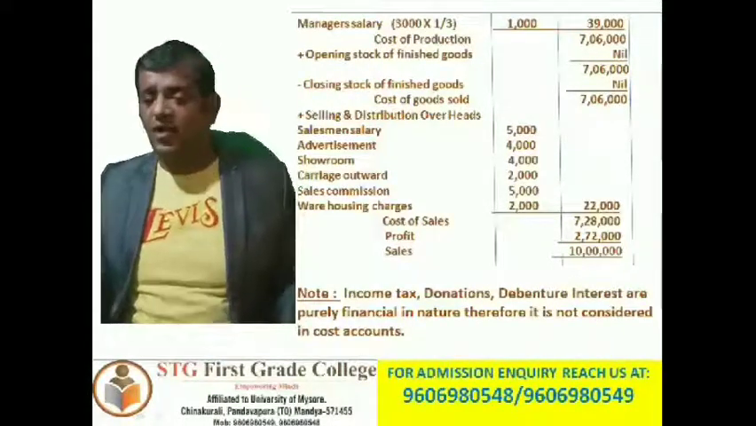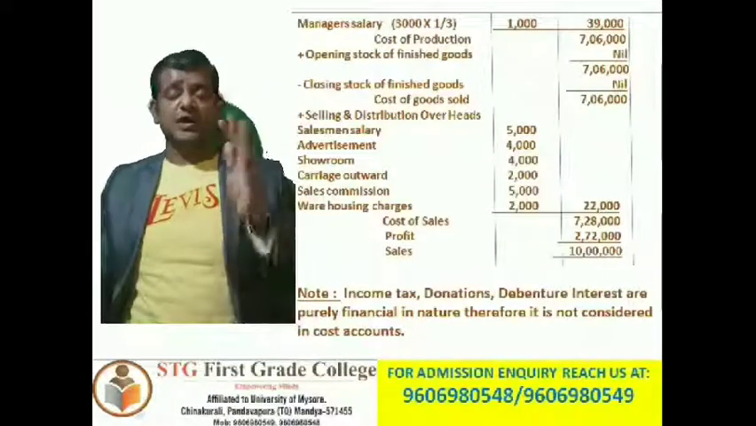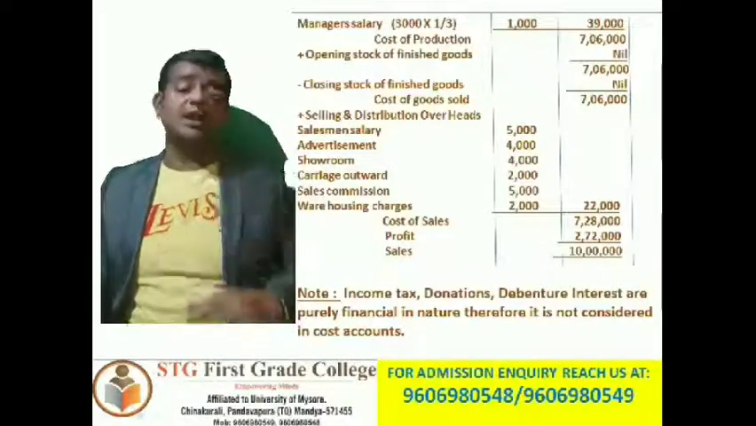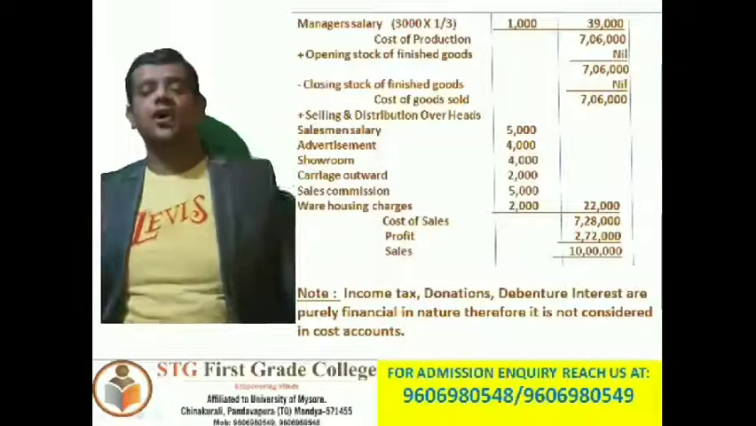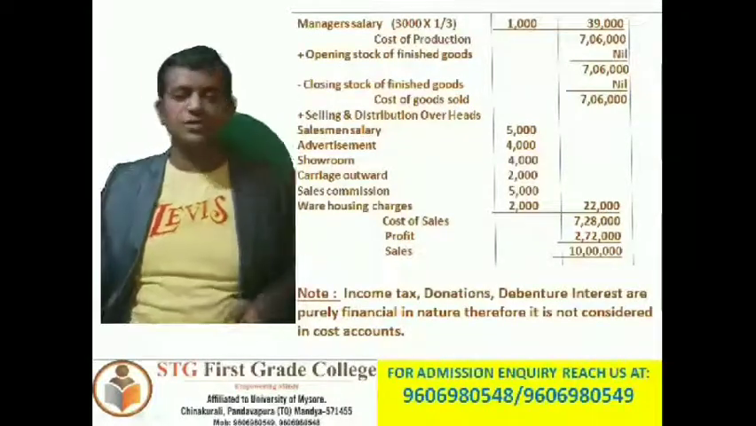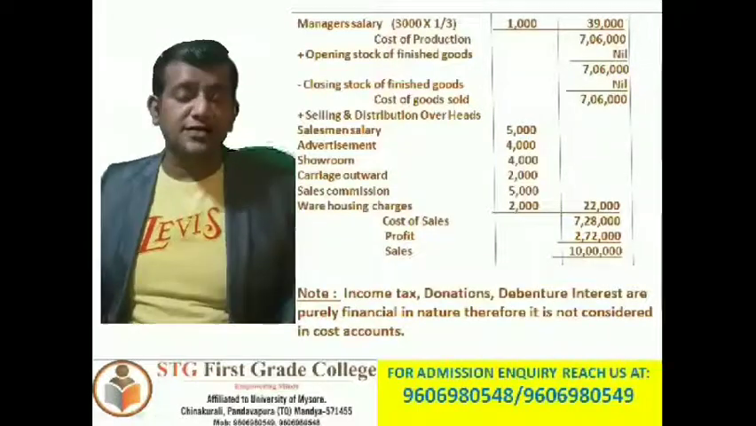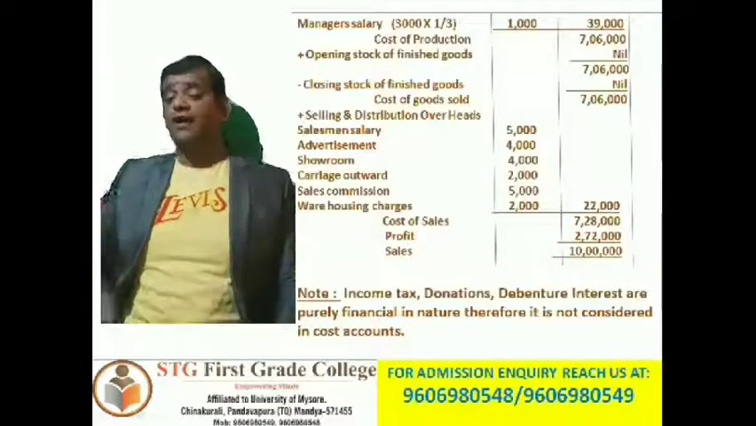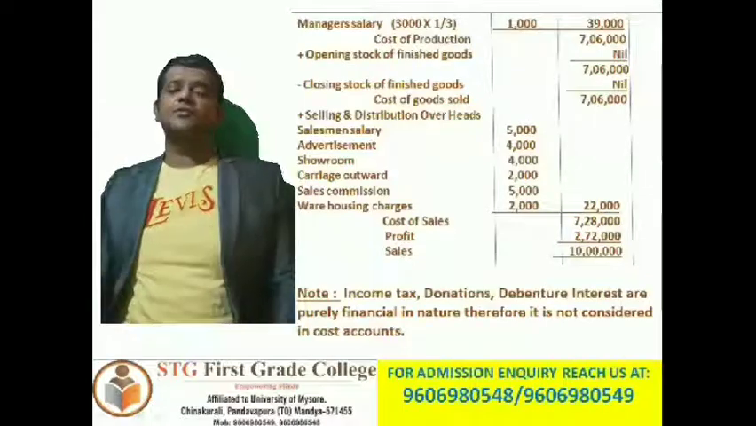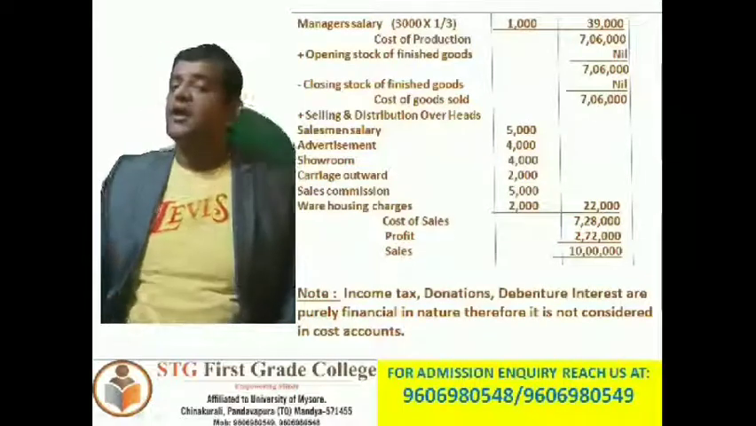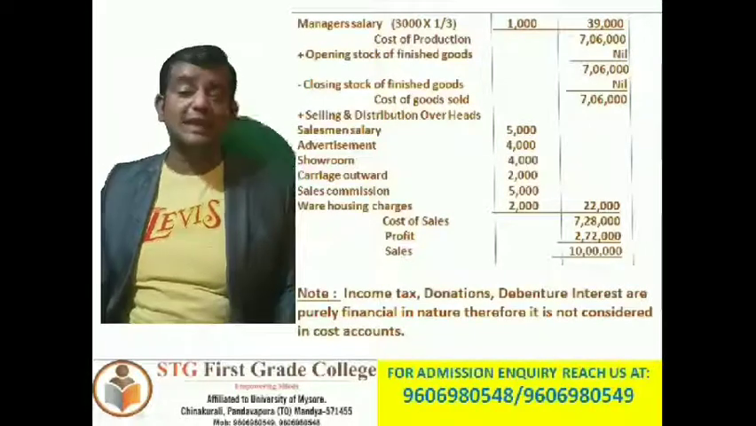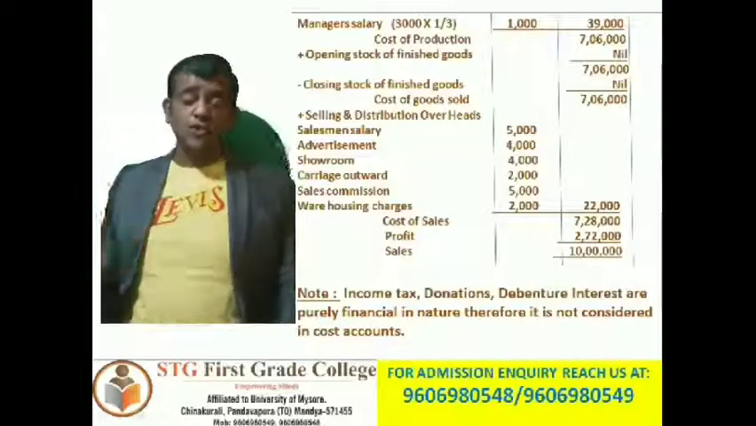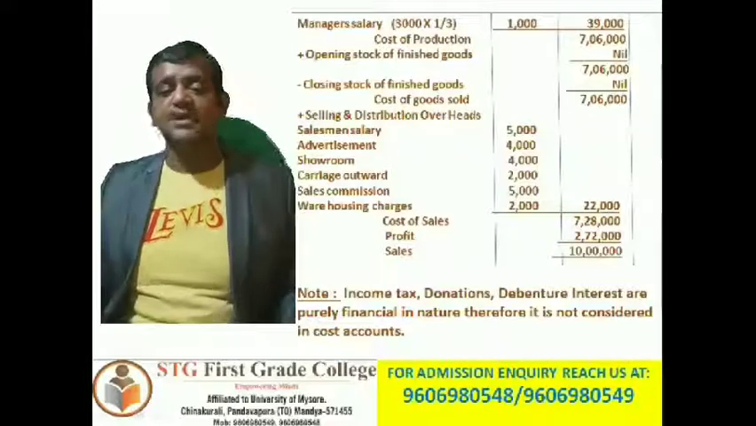So we have recorded all the expenditure which is related to selling and distribution. Add it and put it in the outer column. So that comes to 22,000 rupees. What was the cost of goods sold? 7,06,000 plus selling and distribution overheads 22,000. Add both, and you are going to get cost of sales 7,28,000. So 7,28,000 is the cost of sales.